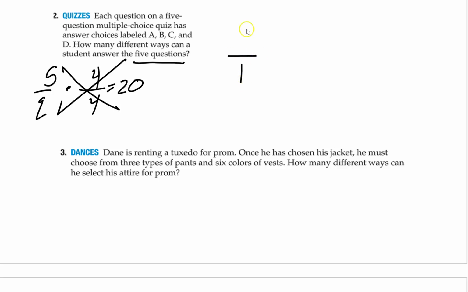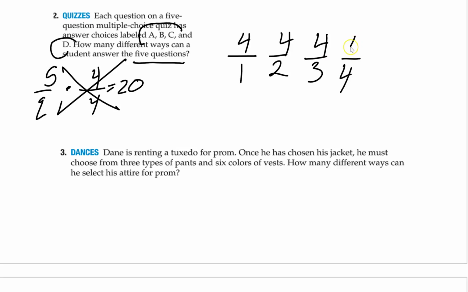Remember how a multiple choice quiz works? On question 1, how many different options do you have? I have 4 different options. On question 2, how many different options do you have? You have 4. Question 3, same idea. Question 4, same idea. For each question you have 4 options. You're going to multiply these together.